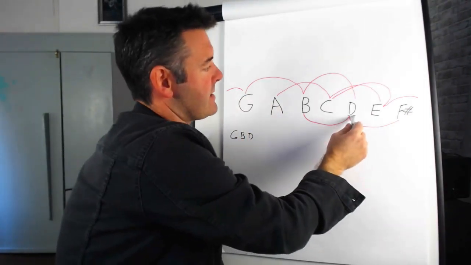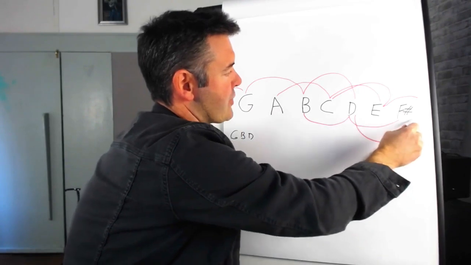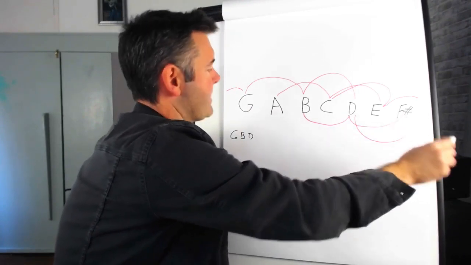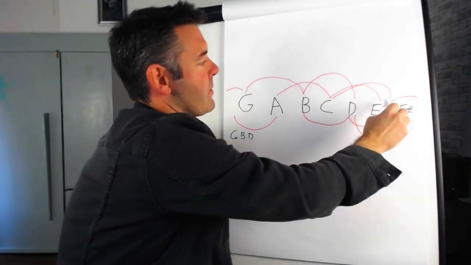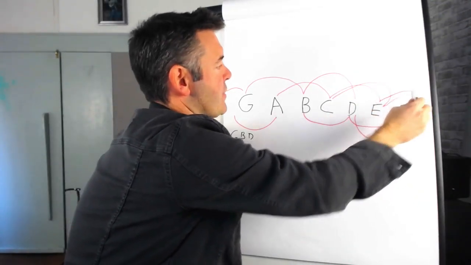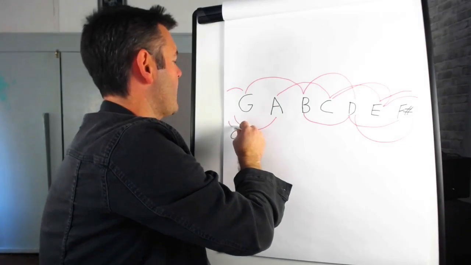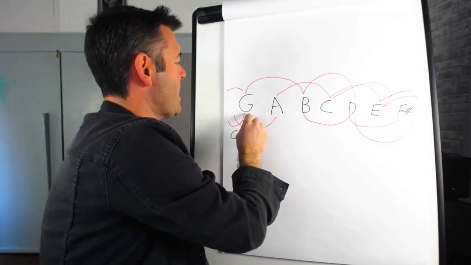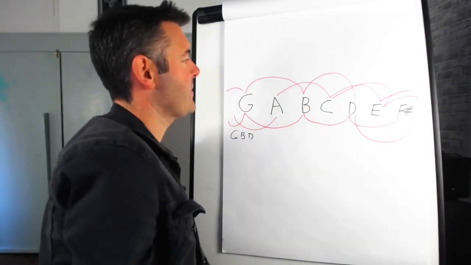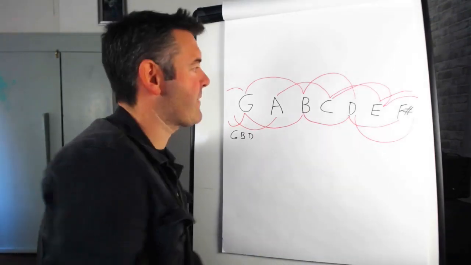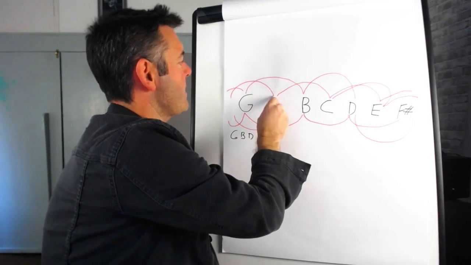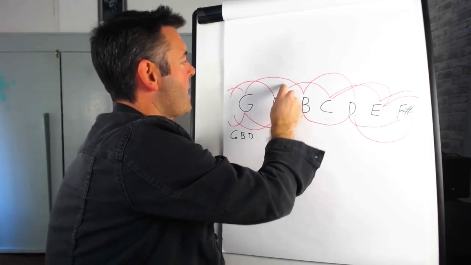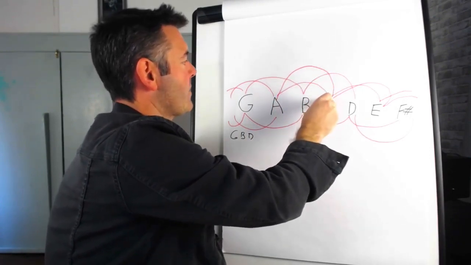On D, we'd get D, hop over the E to the F sharp, hop from the F sharp over the G, and we're going to land on the A. On E, we're going to go E, hop over the F sharp, land on the G, and then from the G to the B. And the last chord, starting on the F sharp, we hop from the F sharp, we hop over the G and land on the A, and then we're going to hop from the A over the B and land on the C.